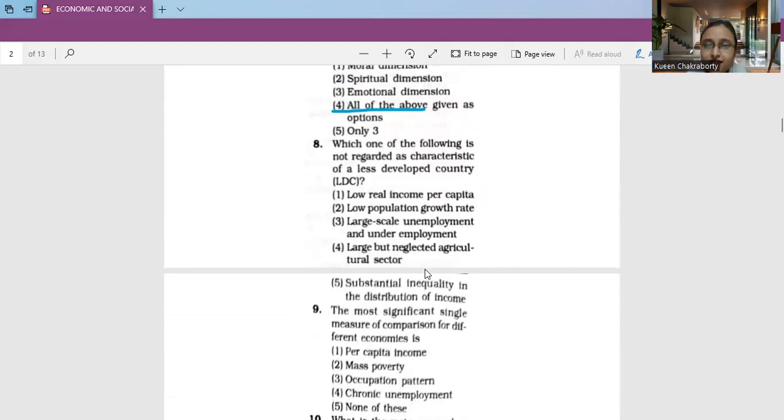Which of the following is not regarded as characteristic of a less developed country, LDC? Now, less developed countries are considered as LDC, the short form. The 5 options we have here are low per capita real income, low population growth rate, large scale unemployment and underemployment, large scale but neglected agricultural sector, and substantial inequality in the distribution of income, or income distribution.